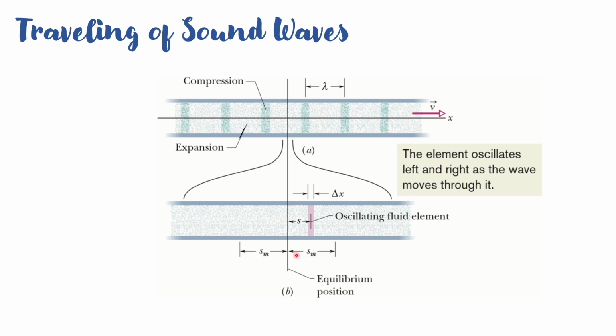Sm is the maximum displacement from this position. It goes from here towards here and then here, so it is oscillating like this. Here its displacement is 0, and here it is maximum. This is the amplitude, and then it comes back and goes back again. So it keeps on oscillating like this.